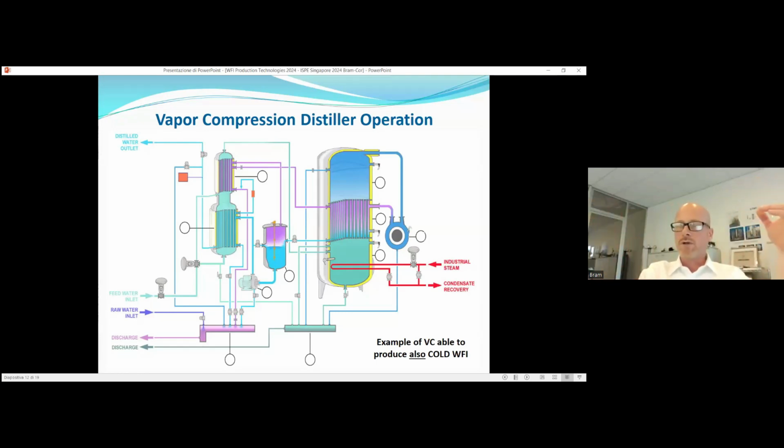So if the feed water is 15 degrees, we can obtain WFI from 25 up to 95 degrees without the necessity of chilled or cooled water. Clearly, if we reduce the delta T below 10 degrees, so if we want to obtain WFI at 20 degrees, having 15 degrees in inlet, at that point we clearly need some cooling water, but it's quite a bit.